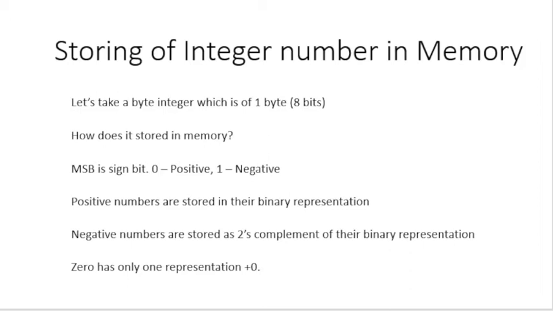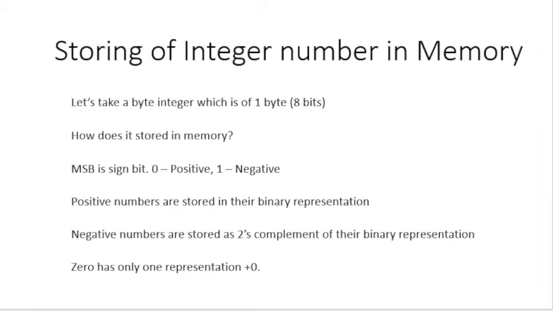Hello guys, today we are gonna learn how integer numbers are stored in memory. Whether it's Java, C, C++, the underlying representation of integer numbers is the same. So let's take a small example. For that, let's take a byte integer, which is of 1 byte, so it would be easier for us to analyze it. So 1 byte means 8 bits. So how is it stored in memory?